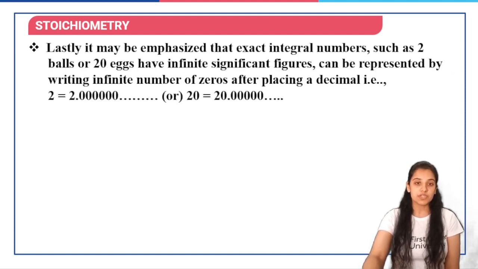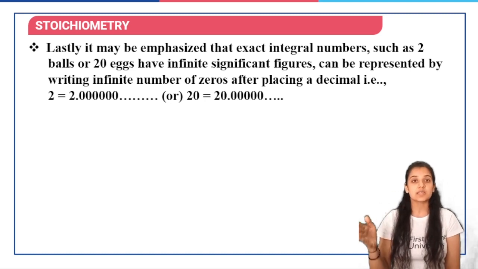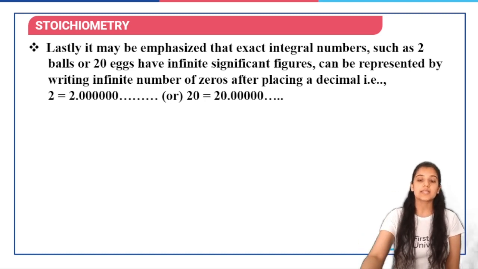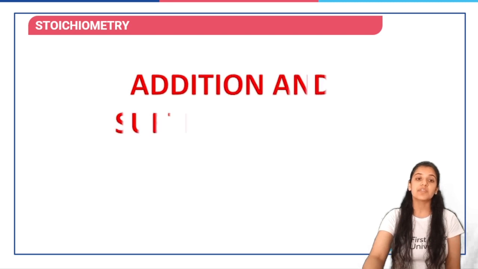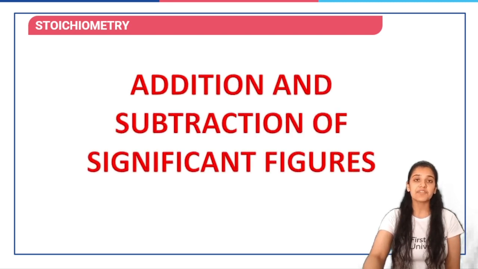Lastly, it may be emphasized that exact integral numbers such as 2 balls or 20 eggs, they have infinite significant figures and they can be represented using as many zeros after the decimal as possible. And we know that zeros after the decimal are going to be counted as significant figures. So they will have infinite significant figures.